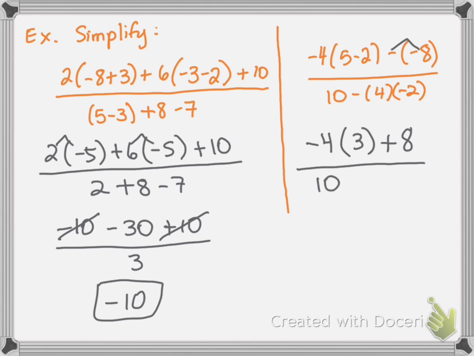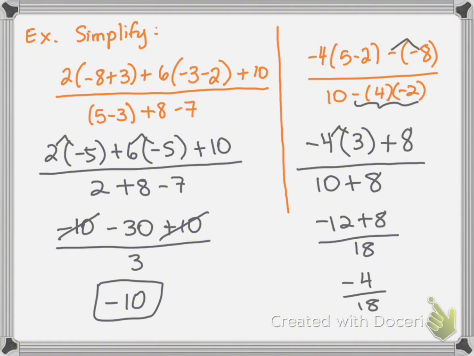And the denominator, we have a multiplication that we have to simplify first, which is negative 4 times negative 2, which is positive 8. Then I do the multiplication here on the top, which is negative 12 plus 8 over 18. And that's going to be negative 4 over 18. Remember, we always simplify or reduce our answers. So if I divide by 2, that's going to be negative 2 over 9. And that's our answer. So that's it.